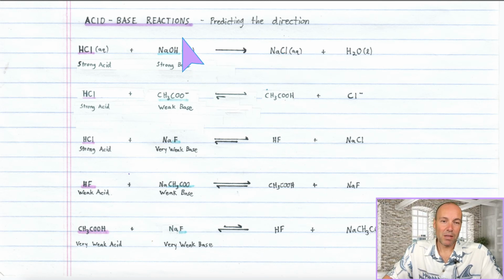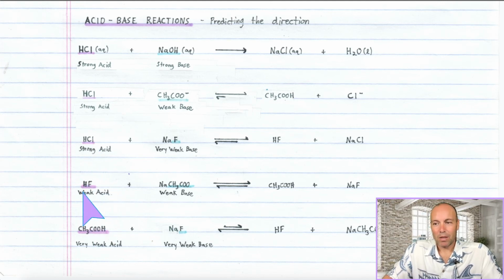So as the base gets to be weaker and weaker and weaker, it doesn't really want the protons that the acid is trying to give it. And so the reaction doesn't proceed as much. Now, instead of strong acids, let's take a look at a couple of weak systems.